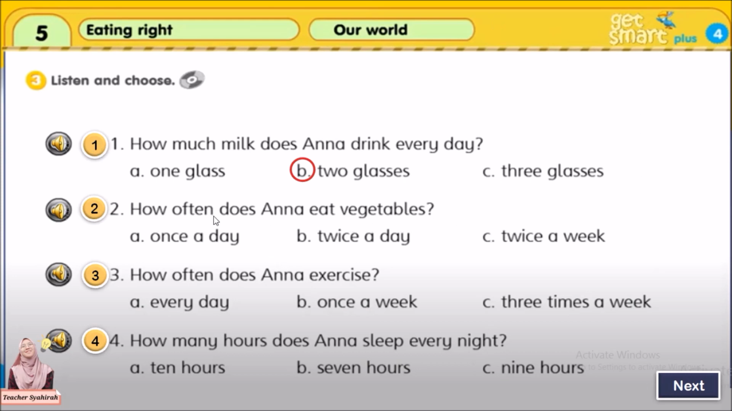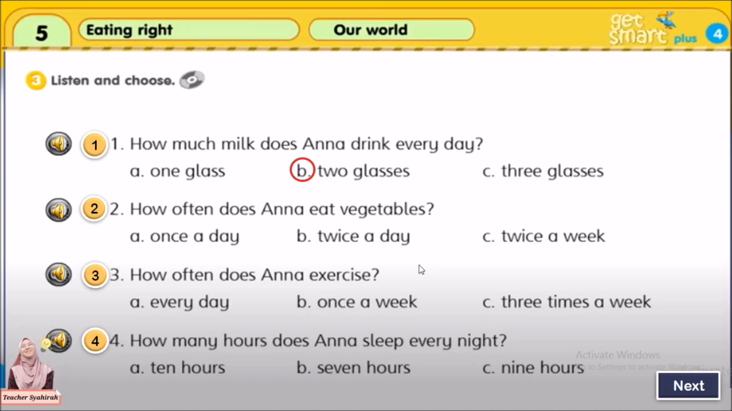2. How often does Anna eat vegetables? How often do you eat fruit and vegetables? I eat them every day. I have a big salad with vegetables at lunch and a fruit salad every night. It's a healthy dinner. Fruit and vegetables are good for us.